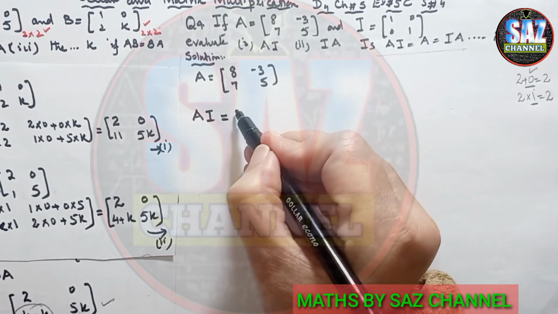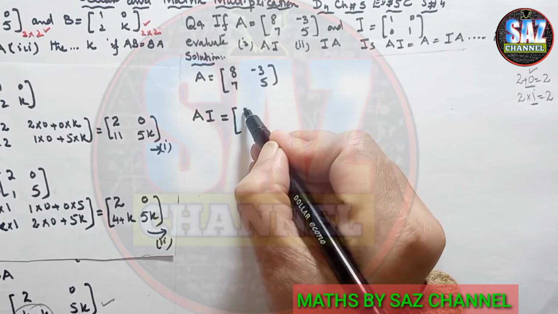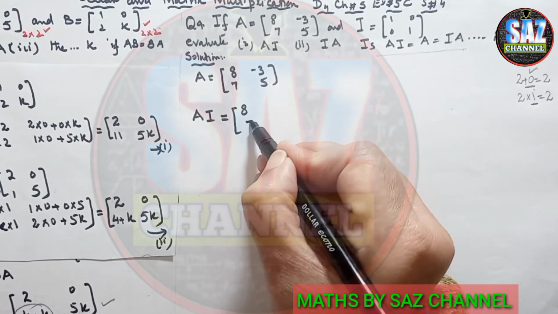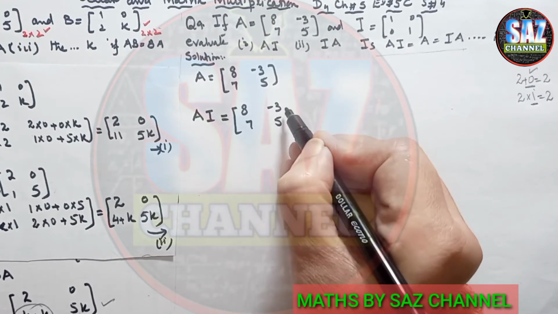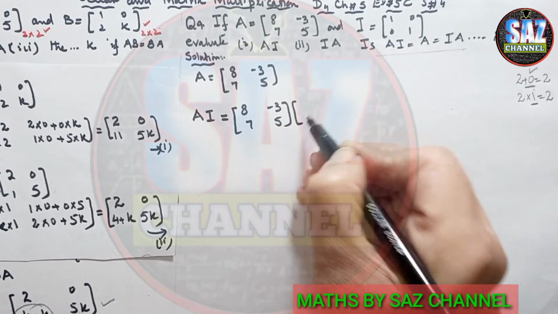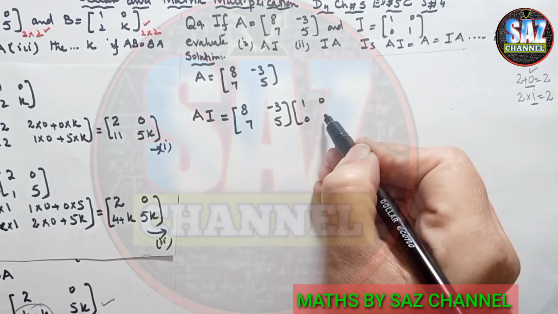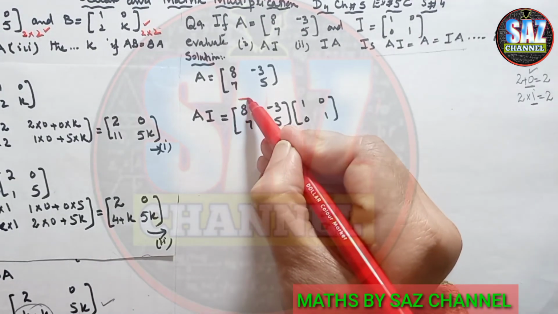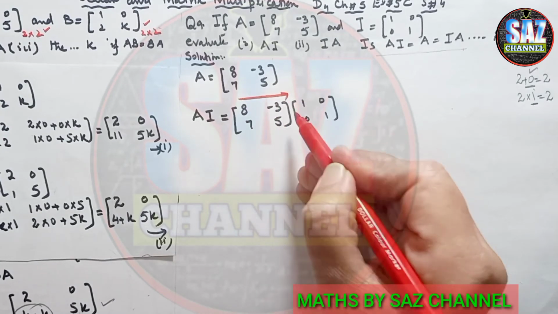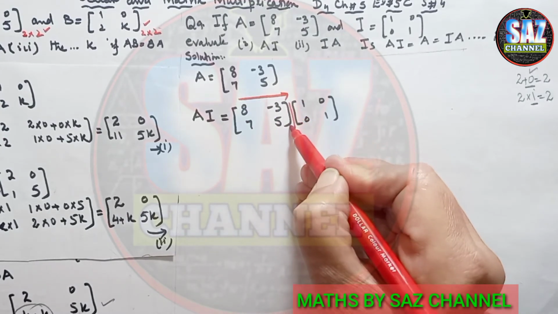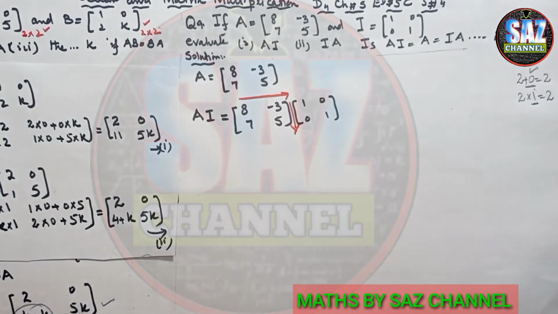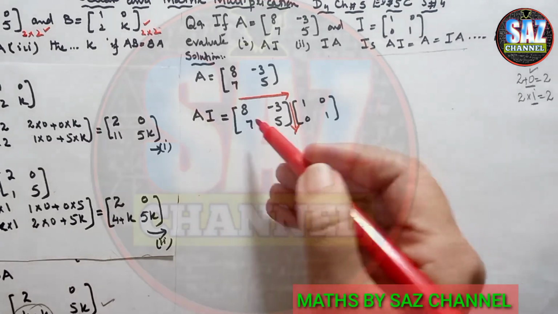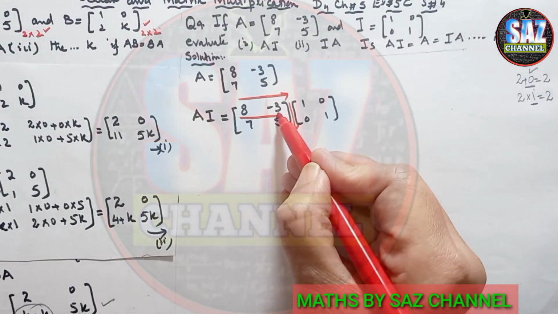I have to multiply matrix A with the identity matrix, 8, 7, minus 3 and 5, and the value of I is 1 0 0 1. Now we have to apply the RC rule: I have to pick up the first row of the first matrix and repeat with all the columns of the second matrix until the second matrix is exhausted, and then I have to repeat the procedure with the second row of the first matrix.